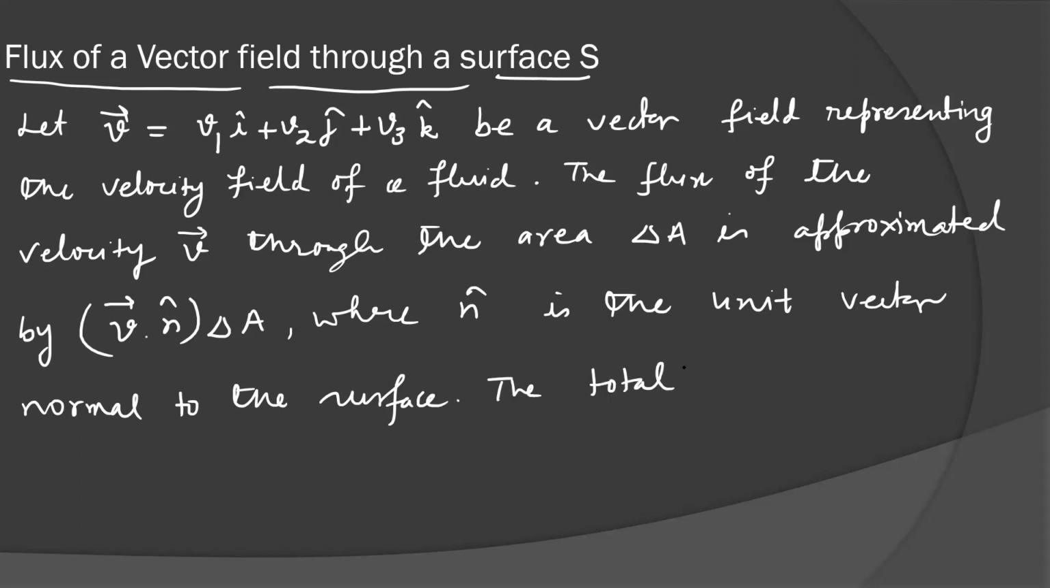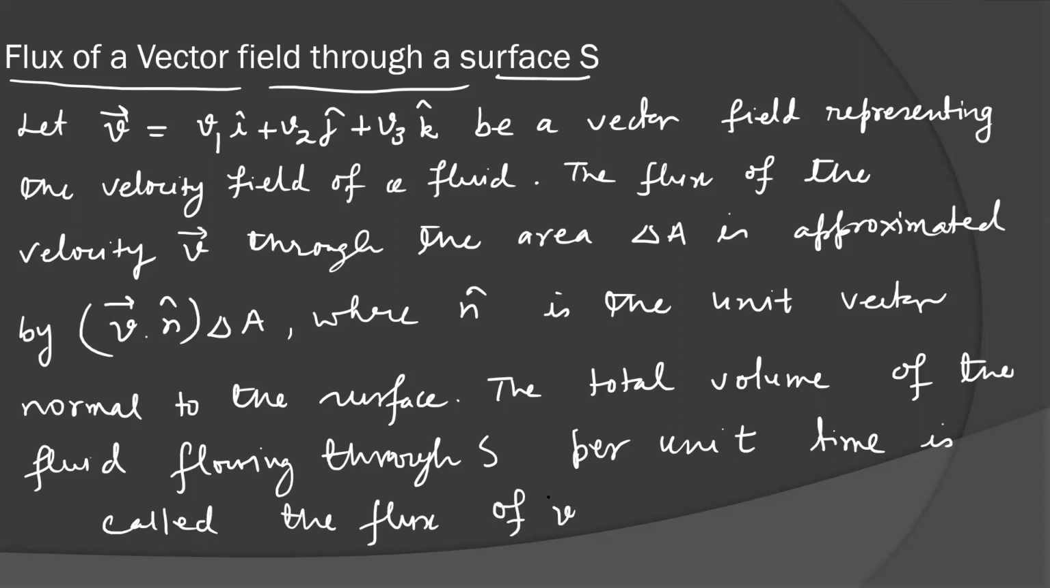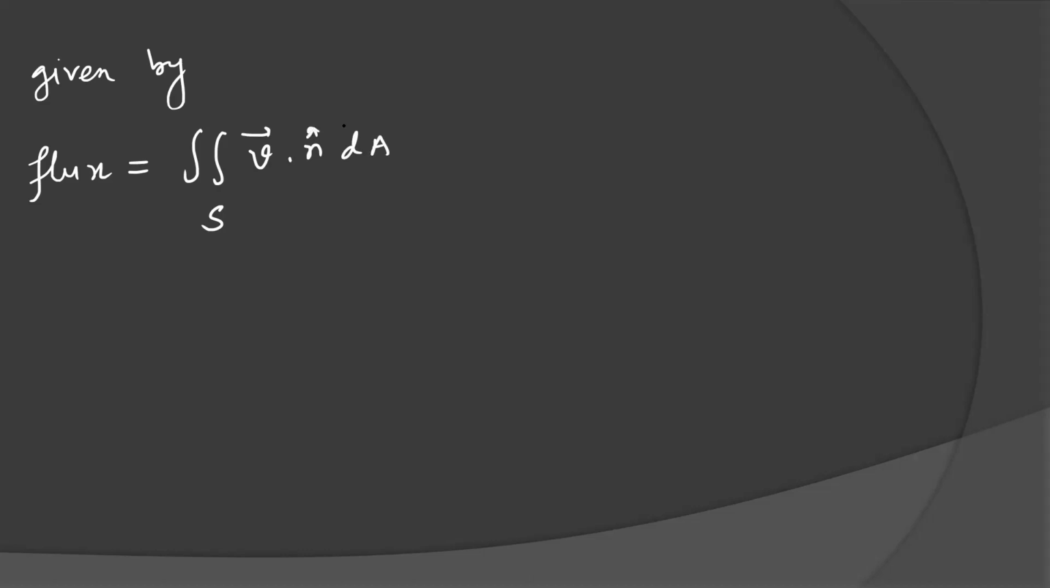The total flux, or total volume of the fluid flowing through surface S per unit time, is called the flux of vector field V through surface S. It is given by: flux is equal to the surface integral of V dot n cap dA.